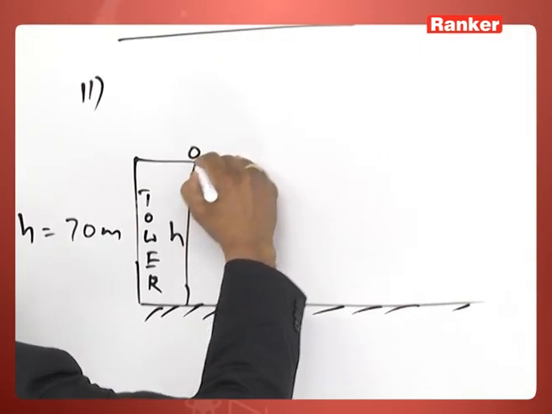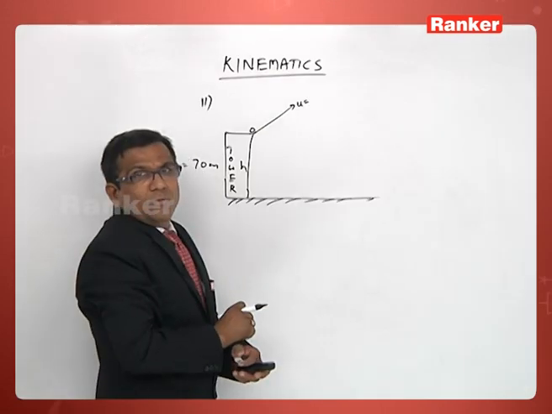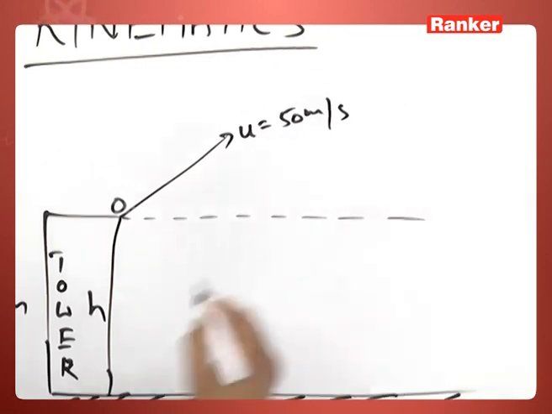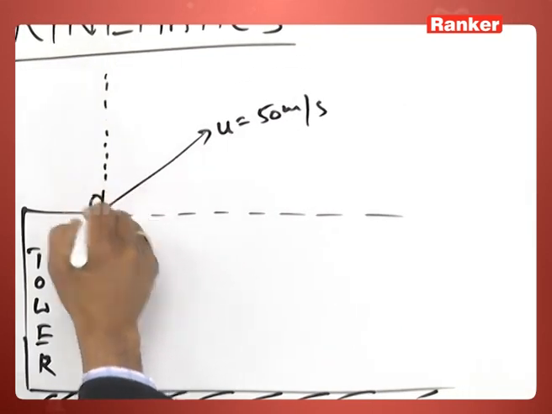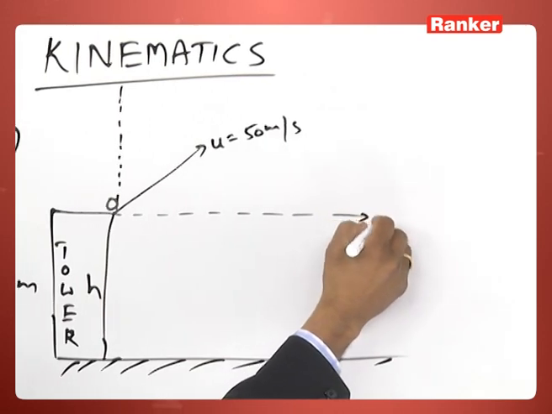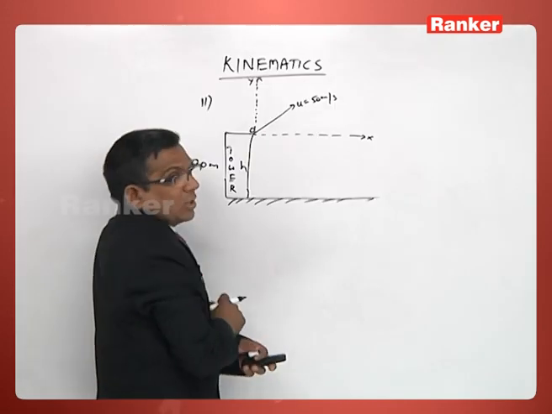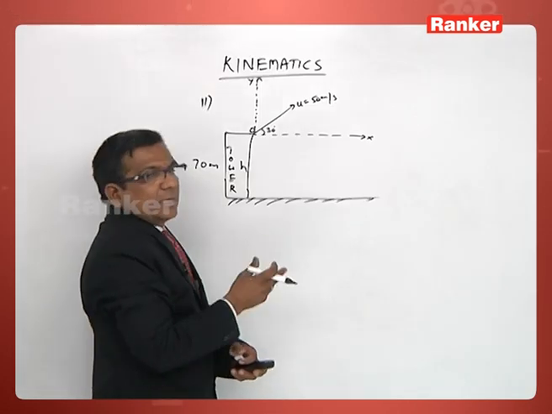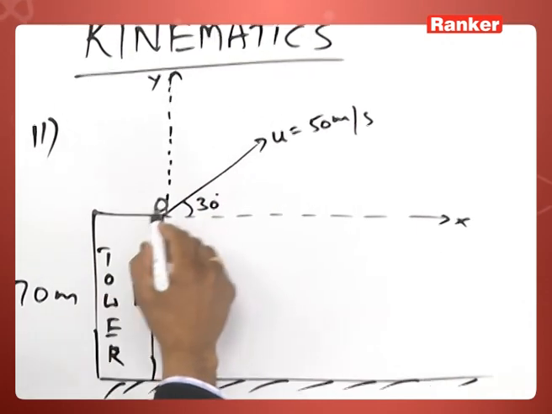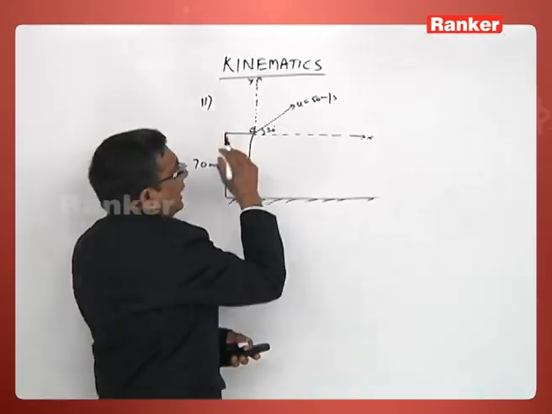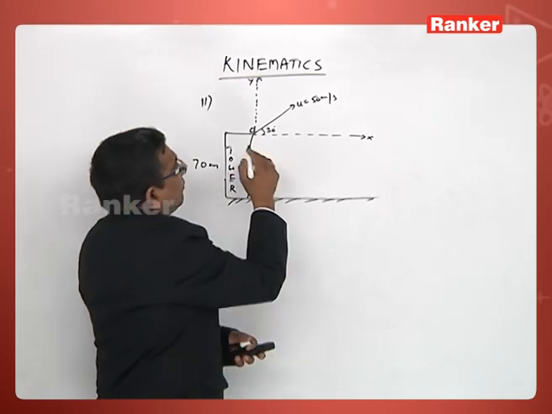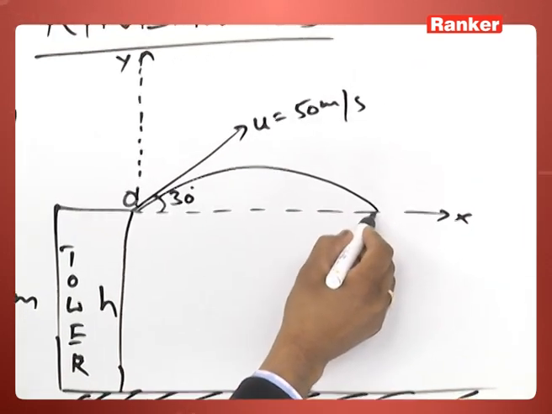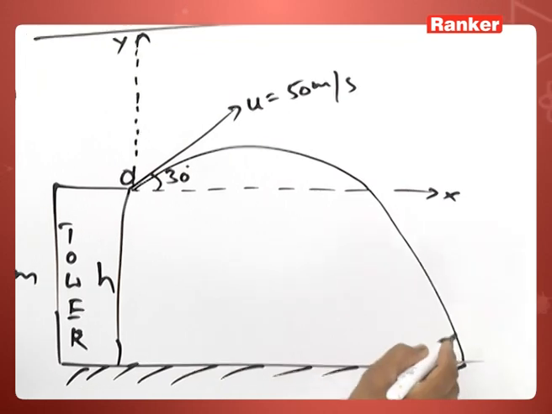A ball is projected with a velocity u is equal to 50 meter per second, that you have to note down. Say this line is horizontal, and take this line as vertical. This I take as the x axis, this I take as the y axis, say this is the origin. Now the ball is projected at an angle of 30 degrees with the horizontal, so this is 30 degrees. Then definitely it takes a parabolic path, because in a two-dimensional plane the path of the projectile is a parabola. It strikes the ground somewhere here.